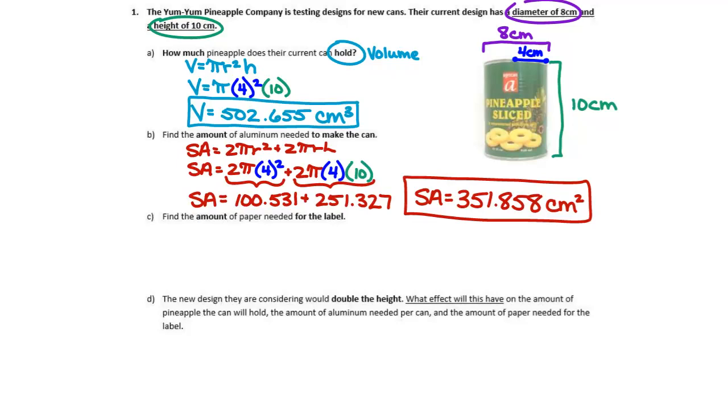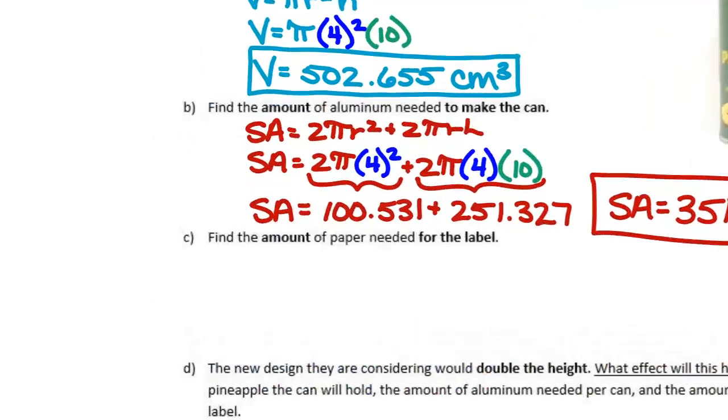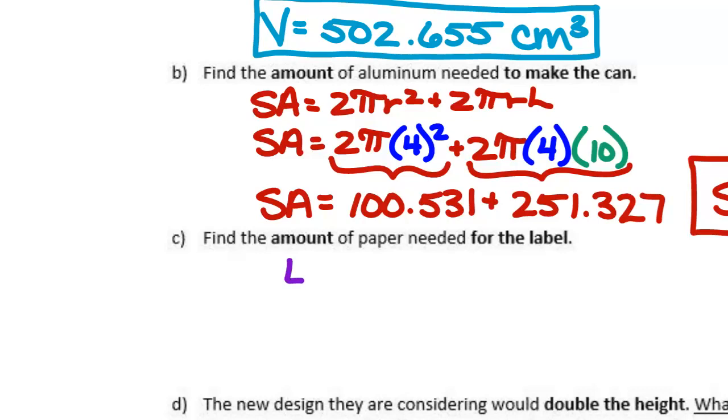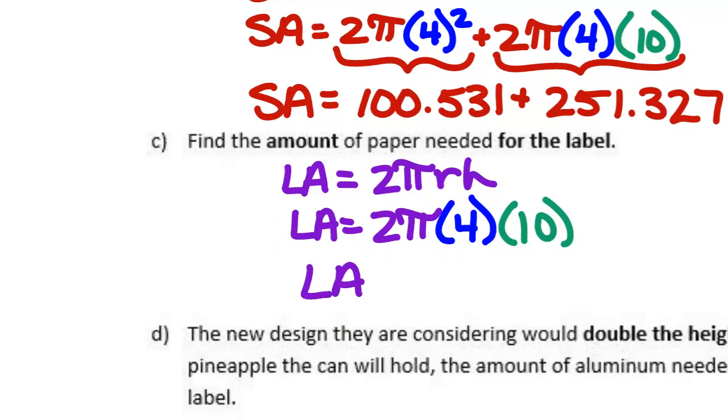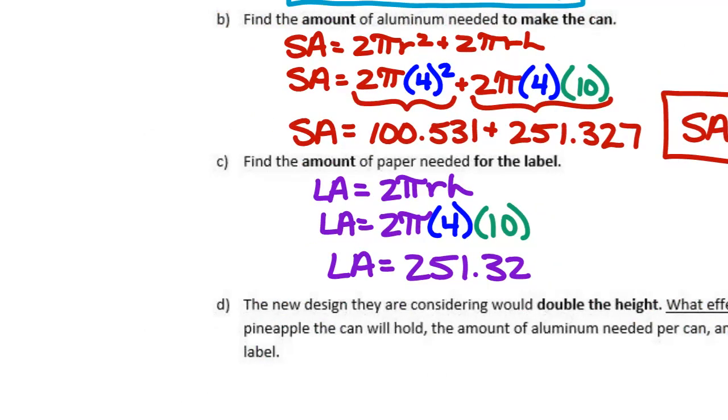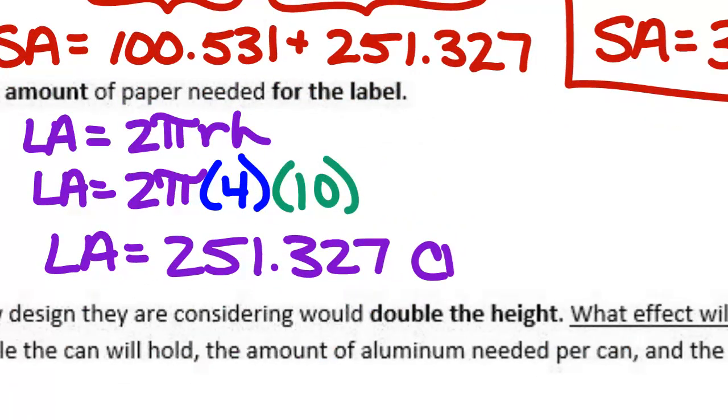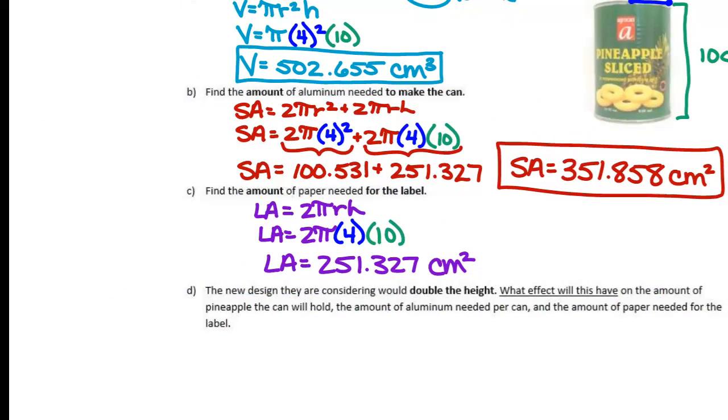Which piece of the surface area formula that we wrote in part B would give me my label area? 2 pi r times the height. This is my lateral area. 2 pi r times the height, and that is with a radius of 4 and a height of 10. And we've already put this in our calculators. That came out to be how much? Yep. 251.327 centimeters squared.